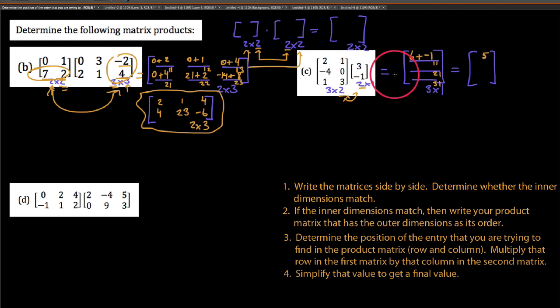Okay. Now second row, first column. So second row, first column, we get negative 4 times 3, which is negative 12. Plus now, we're going to move over and move down. We say 0 times negative 1, which is 0. So we get negative 12.